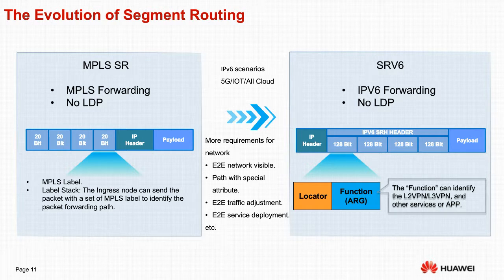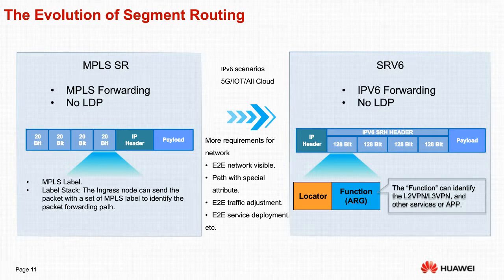There are a set of IPv6 labels. 128 bits is one label. At this time, one label can have more programming capability. We can say one label can have two parts. One part indicates the locator, which device will receive this packet. The other part means in this locator, in this device, which kind of function will be executed. For example, we can support L2 VPN, we can support L3 VPN, and so on.